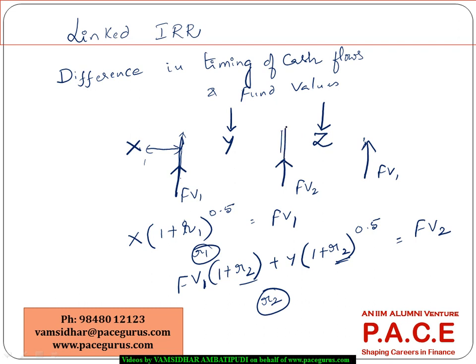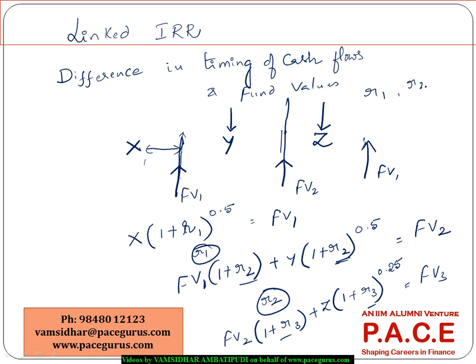So by this time the fund value has come to FV2. Again this is getting reinvested, FV2 probably at R3. The same way Z probably would have been invested only for let's say 4 months or 3 months. So this is giving me fund value 3, and from here I can compute my R3. So I have got my R1, R2, R3, which are the individual rates of return.